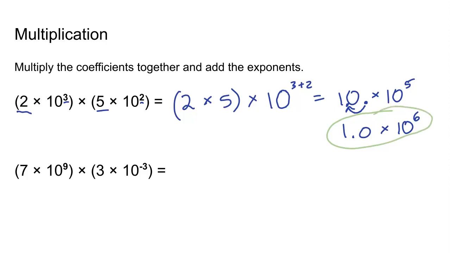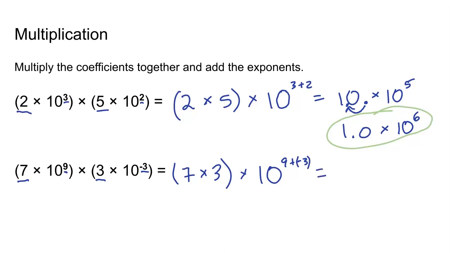Next we have 7 times 10 to the 9th times 3 times 10 to the negative 3rd. So start by multiplying the coefficients, which are 7 and 3. So that gives you 7 times 3. And then add the exponents, which are 9 and negative 3. So that gives you times 10 to the 9 plus the negative 3 power.